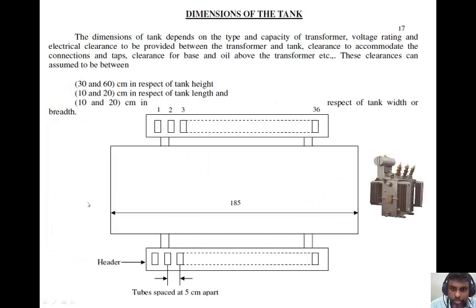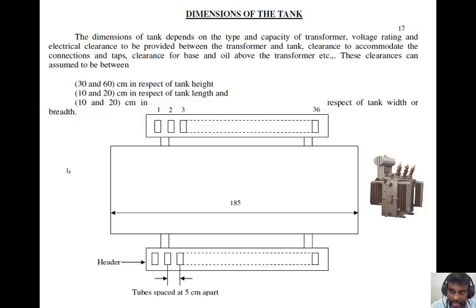So the most important design aspect in a transformer is designing the tank. This is the tank. So transformer design. The dimension of the tank depends on the type and capacity of the transformer, voltage rating, and electrical clearance to be provided between the transformer and tank. Clearance to accommodate the connections and taps, clearance for base and oil above the transformer, etc.